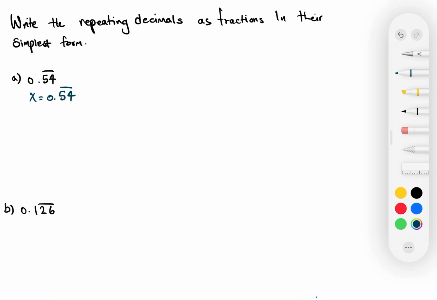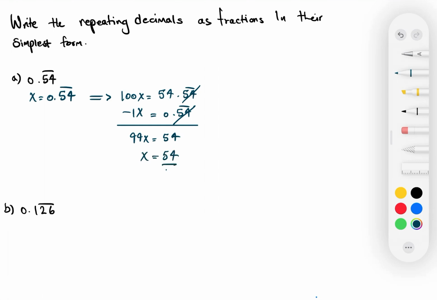Now I have to move a whole repeated lump of this 0.54 behind the decimal point. So I have to multiply x by a power of 10 to do that, and I think 100x could do the job because I'm going to get 54.54 bar, which is a whole lot of that 54 part. The next step is to subtract x itself, so I can get rid of the repeating part. 0.54 and 54 cancel out, and x is just 1x, so it's going to be 99x is equal to 54. Thus x is equal to 54 over 99.